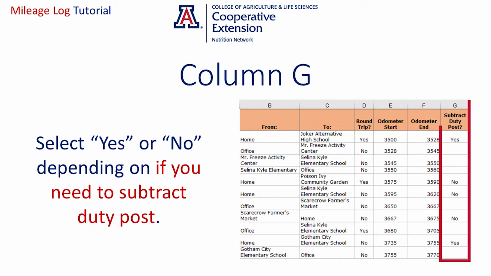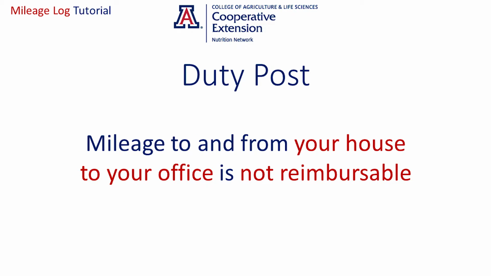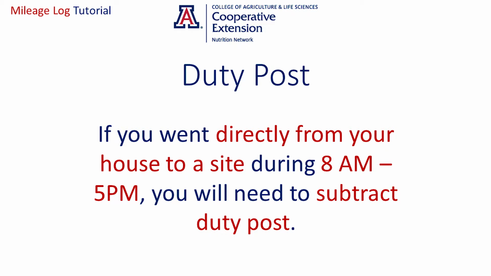Column G is another yes or no drop-down list for whether or not to subtract duty post. Your duty post is your office, and according to policy, the mileage to and from your home to your office is not reimbursable. So if you went directly from your house to a site during normal work hours, 8 a.m. to 5 p.m., you will need to subtract the amount of miles between your house and office.